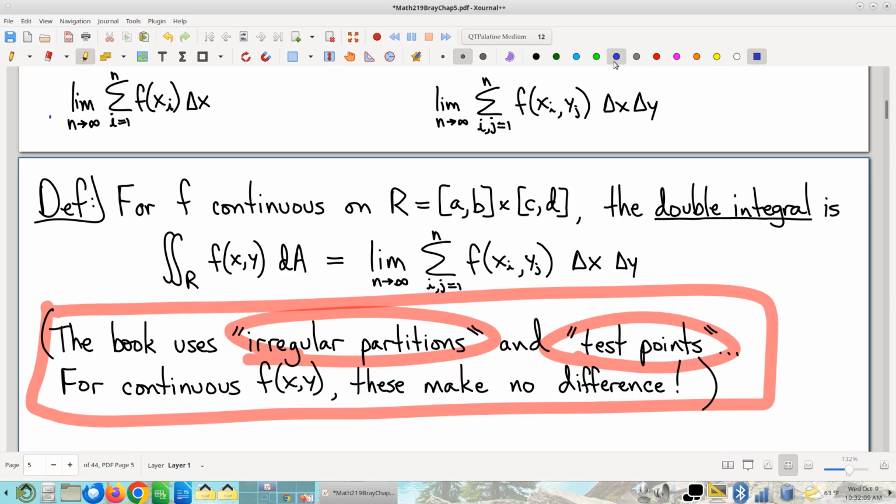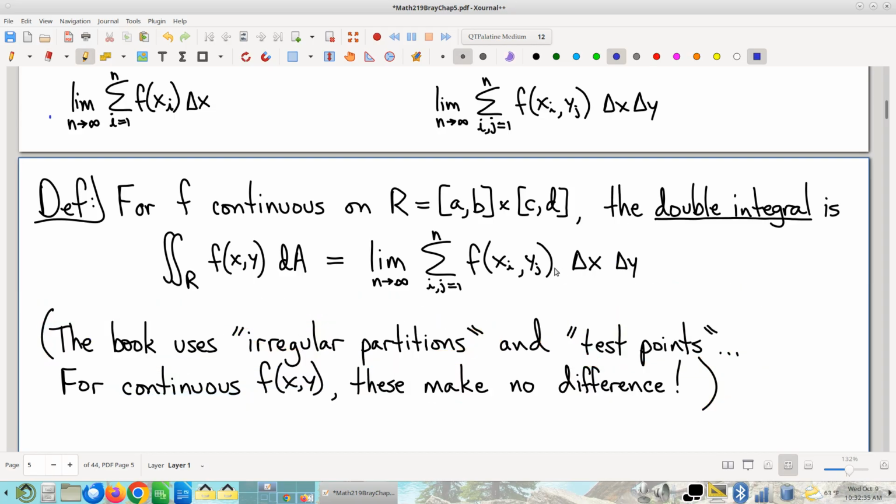So we are in this luxurious position of looking at continuous functions. And when you have continuous functions, it turns out none of this matters. The sticky issues that we're worried about that motivate us to do this other stuff never happen when your integrand is continuous. So we're not going to worry about that.